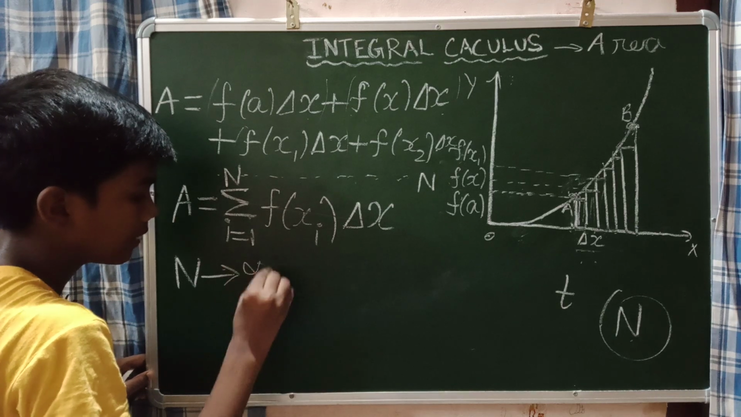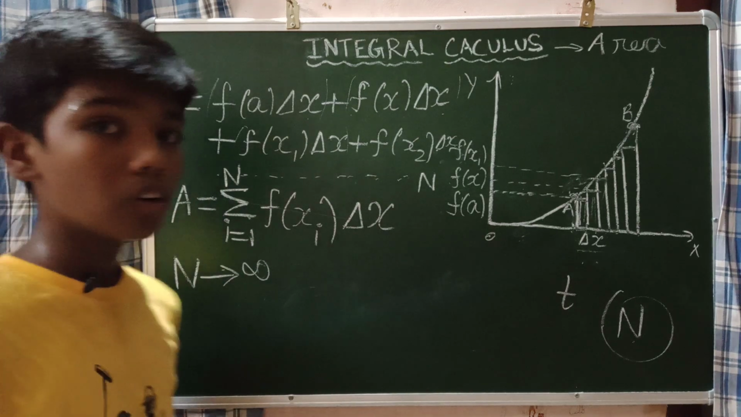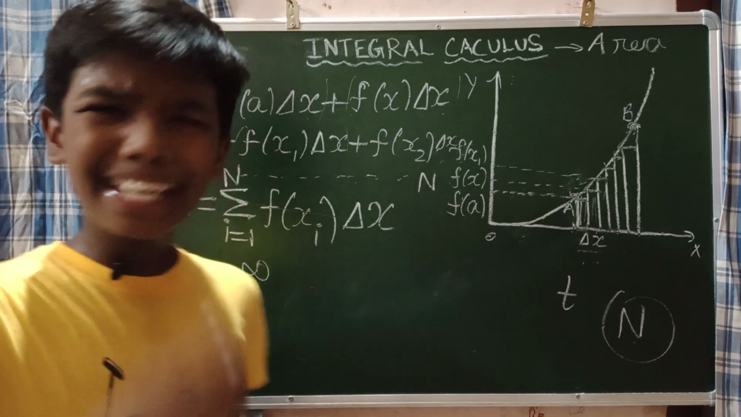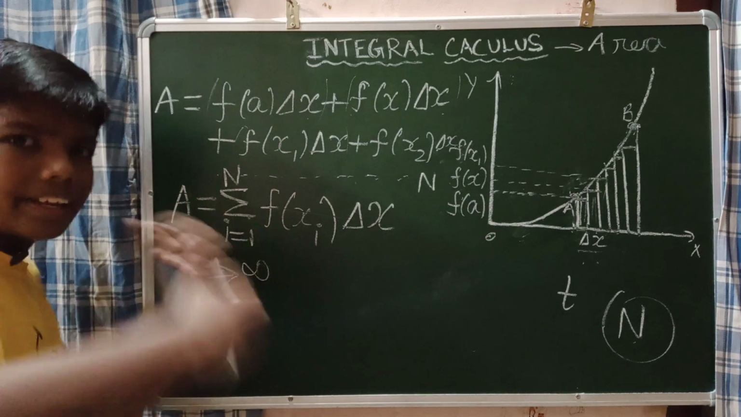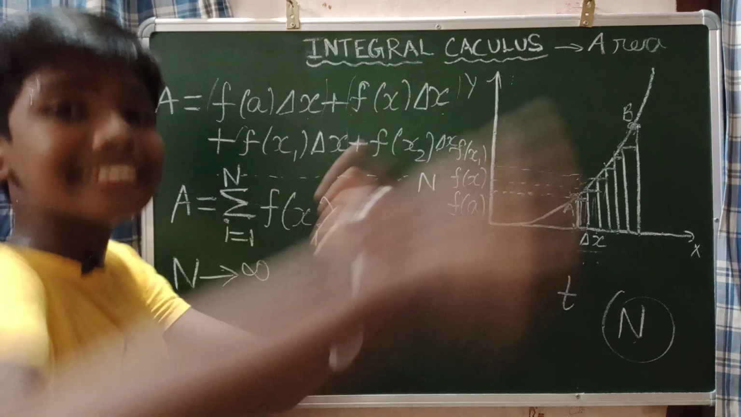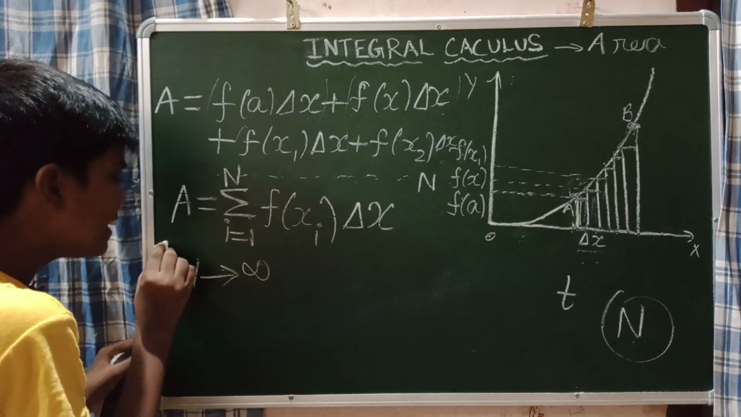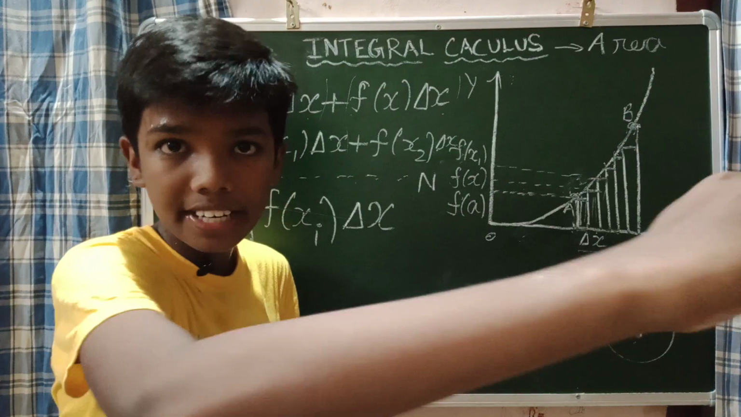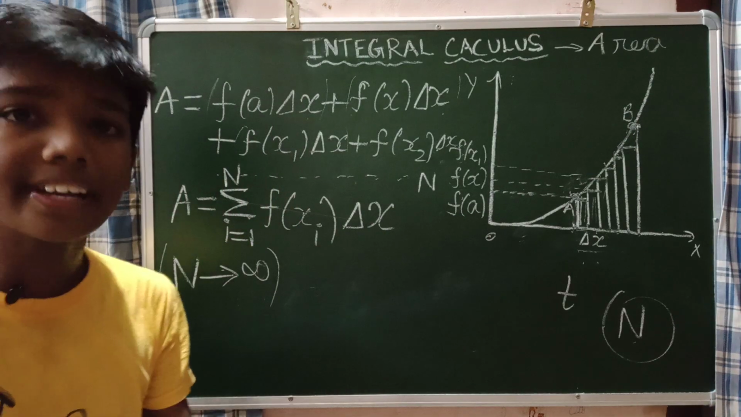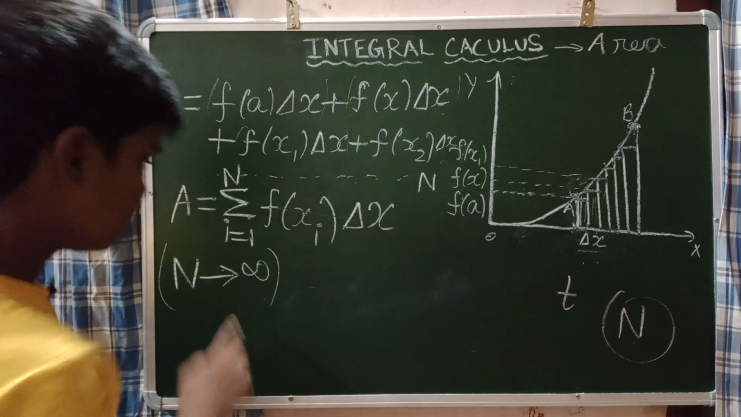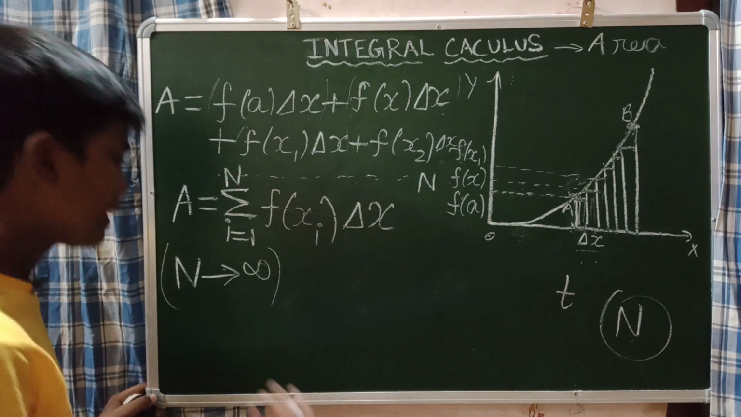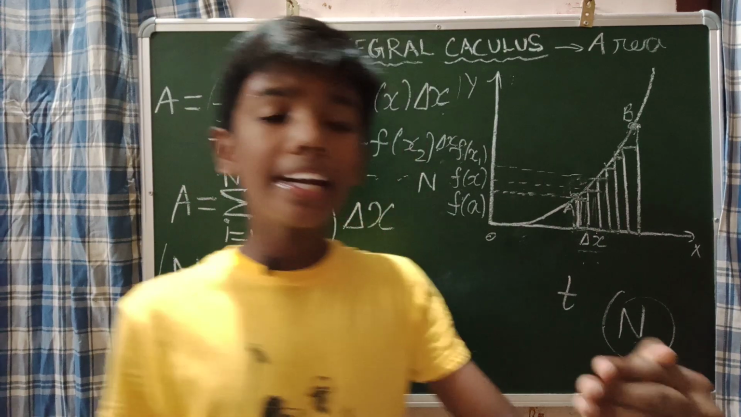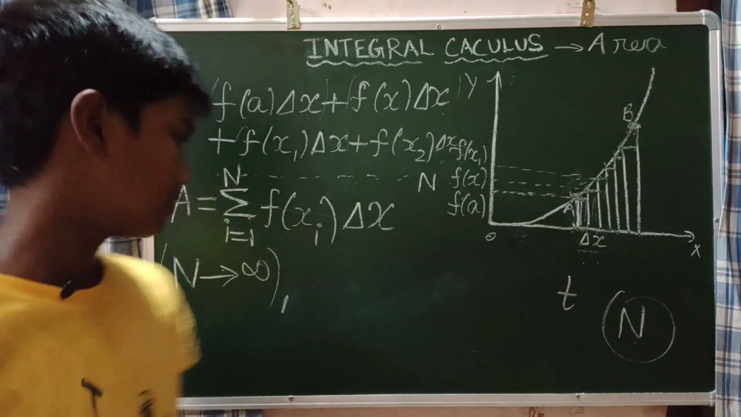What is this infinity? As I earlier told, when we are increasing this n number of elements, we are going to extend. We are going to increase, and we are going to say it as n tends to infinity. We are going to increase that. Because we are increasing the n number of elements now, it will be n tends to infinity.